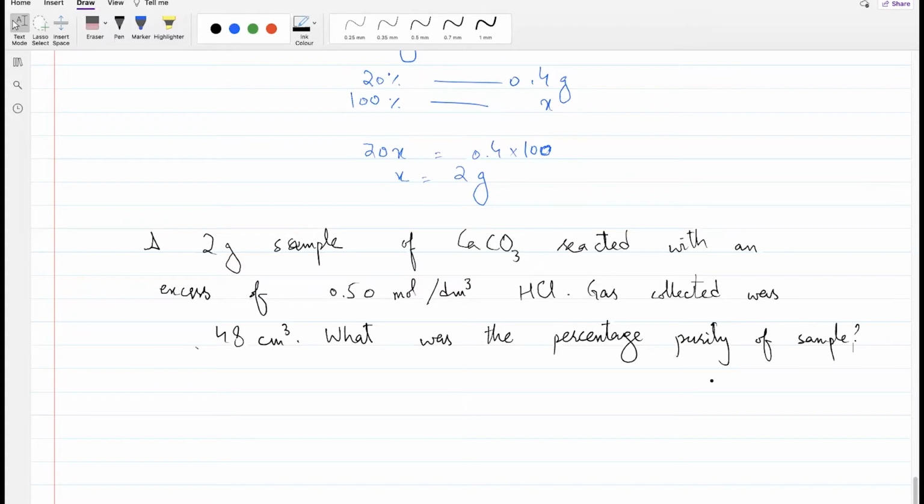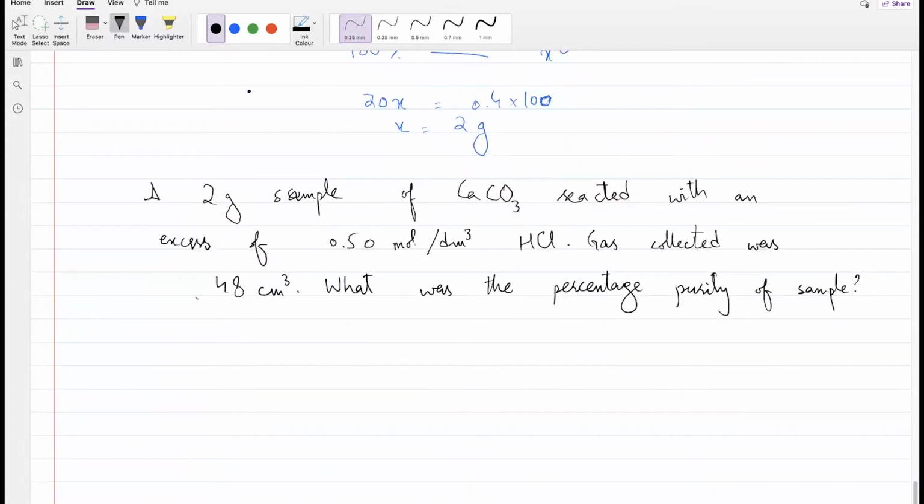Now here's the thing. Let's try to make an equation for this. So we are reacting calcium carbonate with HCl. We know that it will give off carbon dioxide, calcium chloride, and water. If you don't know how this reaction happens, that's perfectly fine. We will be studying acids and bases soon. So for that, just wait.